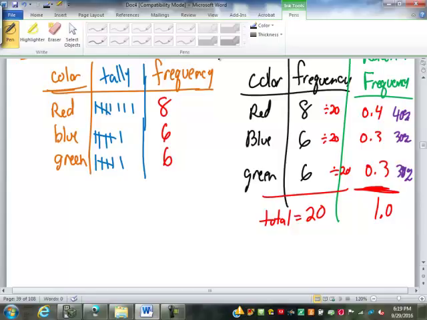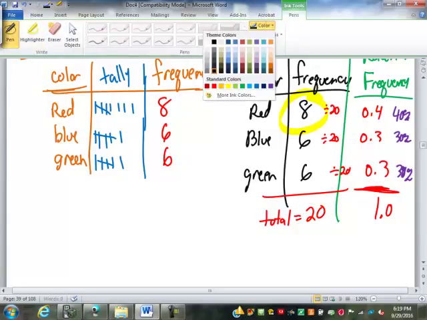Here there's only 3 possible responses, so it's really easy to look at this and say, hey, red's the most common one. But what if there were 20 different colors in here? It would be a little bit more tedious to look through that table and pick out the one that was the most popular. So there are other ways of representing this data. The next step would be to represent it graphically.